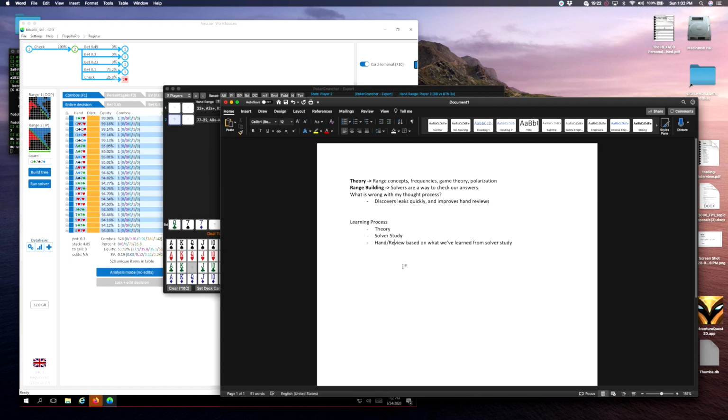And the problem with that is that the study process doesn't really expose flaws in your overall approach to a spot and your overall approach to playing the game. I think that solvers are like the answer key. So when you study mathematics in school, you never look at the answer key first and then try to rationalize how whoever solved the problem got to that answer.